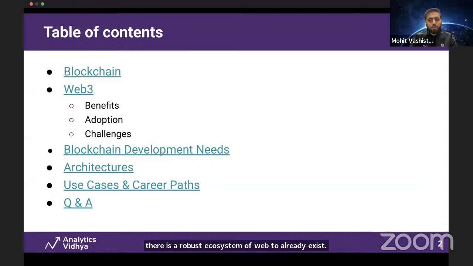Then we're going to talk about some development needs which we use in our day-to-day development cycles. We are going to talk about some architectures. Maybe we will talk about basic blockchain architectures. We will pick one public blockchain and one private blockchain to explain what the components inside are, which play a role in making this system as huge as the name suggests.